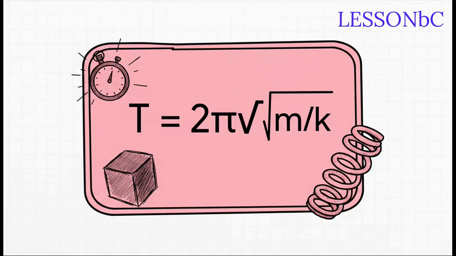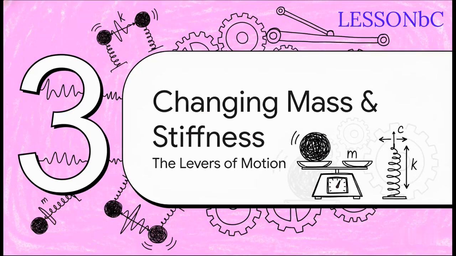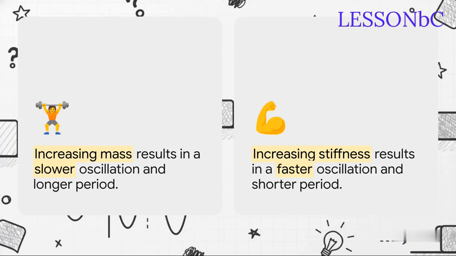And here it is, the master formula. This one elegant equation tells you exactly how to calculate the period. It connects the timing of the oscillation directly to just two key things: the mass of the object and the stiffness of the spring. This is the recipe for the system's rhythm, and next we're going to start playing with the ingredients. So if that formula is our recipe, then the mass, m, and the spring constant, k, are our main ingredients. Just think of them as the two levers we can pull to completely change the motion of the system. And here's how those levers work.